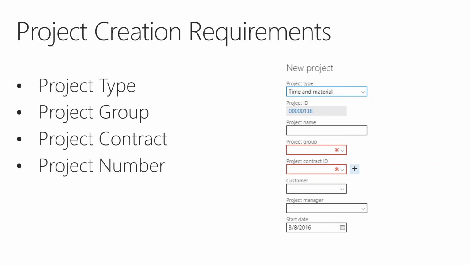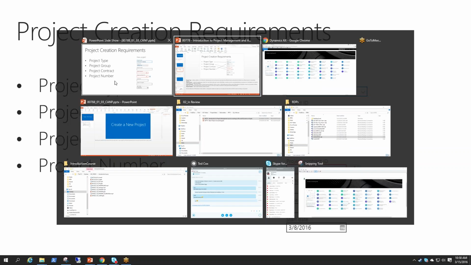Some of the other fields that I'm not specifically calling out on here are customer. When you populate the contract ID, the customer automatically defaults in. Project manager is a drop down of all resources available, and you can select the PM that's going to be the PM on this project, and then you can set the start date for the project as well. All right, let's jump into the application and demonstrate creating a new project, and then we'll define some values in the details of the project as well.